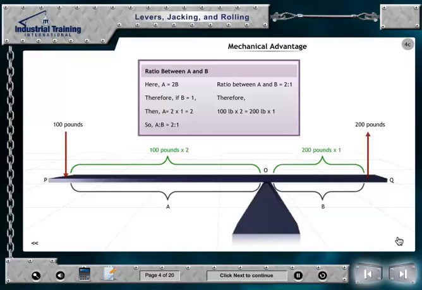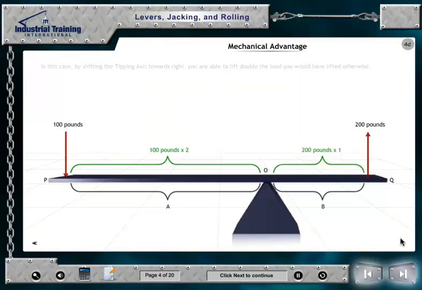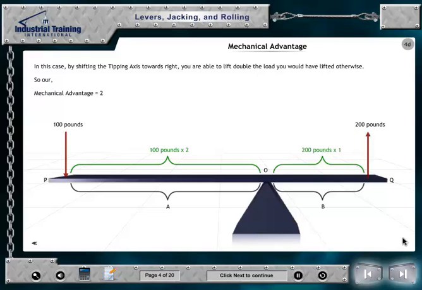The same can be achieved with a 3:1, 4:1, or 5:1 ratio, and so on. In this case, by shifting the tipping axis towards right, you are able to lift double the load you would have lifted otherwise. Thus, mechanical advantage is equal to 2. Let's consider another example to learn how mechanical advantage is achieved. You will learn that a longer lever requires less effort to lift a load, which ensures a better mechanical advantage.